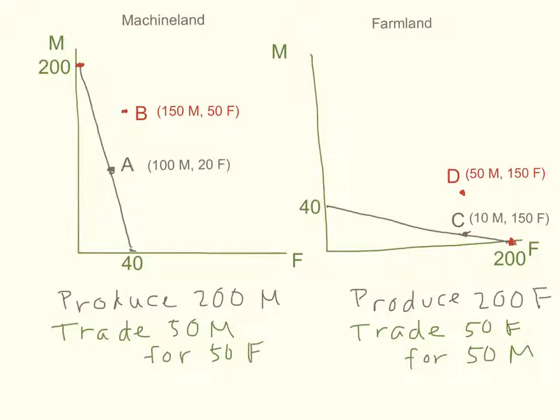So let's take a look at farmland. Okay, farmland over here, they are now at this point right here, point D, and they have 50 machines and 150 food because they specialized at 200 food. After they traded away 50 of those, they still have 150 food. And in return, they got their 50 machines, which is exactly what they have here. Now, in their case, they have clearly more machines than they did before, from C to D, and they have the same amount of food. So they are also better off.